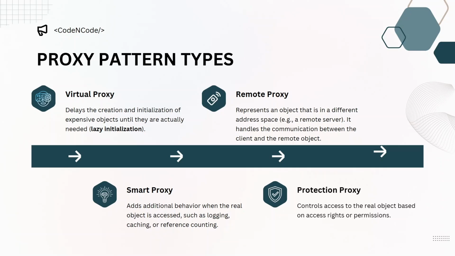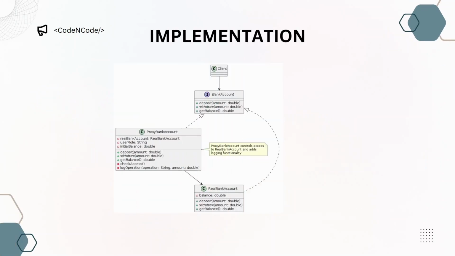So we have four different types of proxies: virtual, remote, smart, and protection proxy. We are going to implement most of them, like I think 3 of them, right? And give you some idea of how proxies work. How do you implement it?